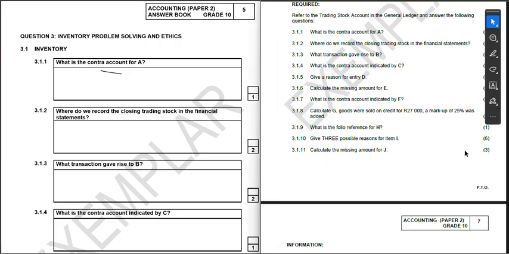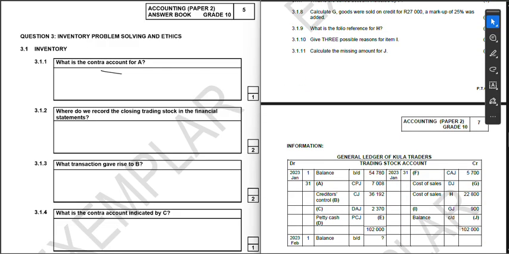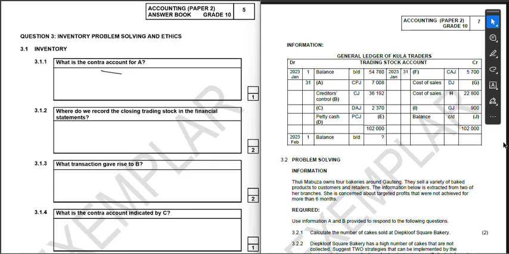So let's go to the question paper. On the question paper here we have our information. You can see that the 3.1 information is just this trading inventory account. So let us associate our alphabets to the points or places in the trading stock ledger account. Now let us begin. We look at the first question here.